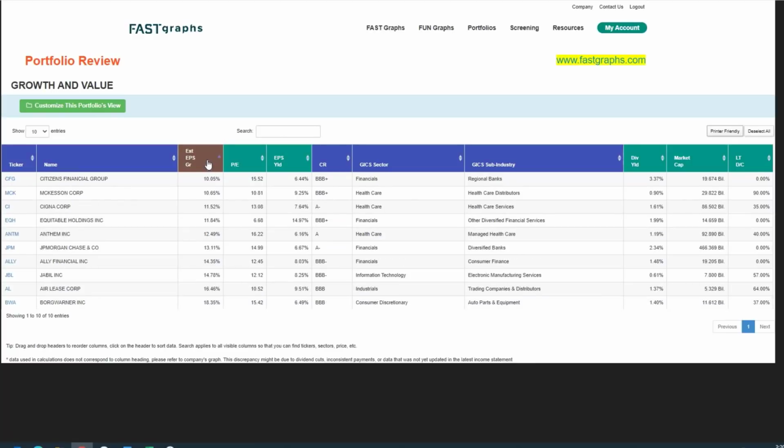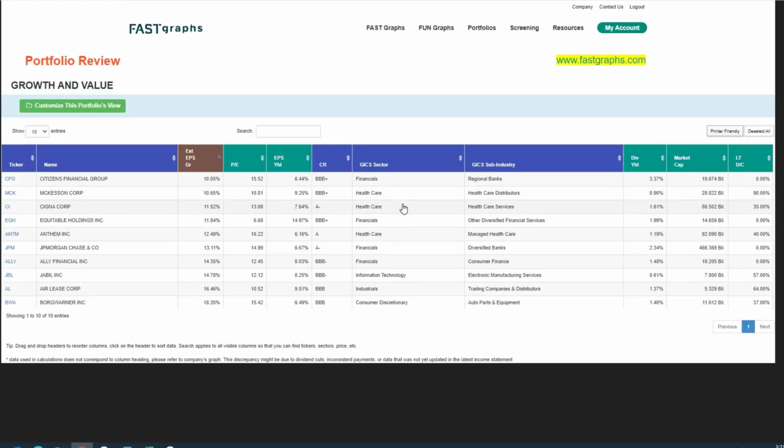From a growth point of view, if I put them in order, Citizens Financial has the lowest estimated growth at about 10%, and BorgWarner would actually have the highest growth forecast of about 18.35%. Growth and value are joined at the hip.